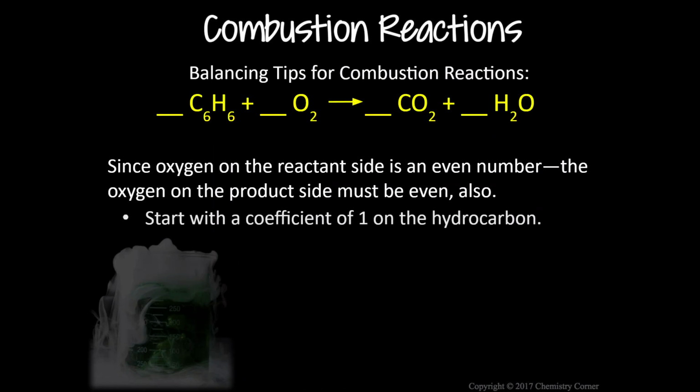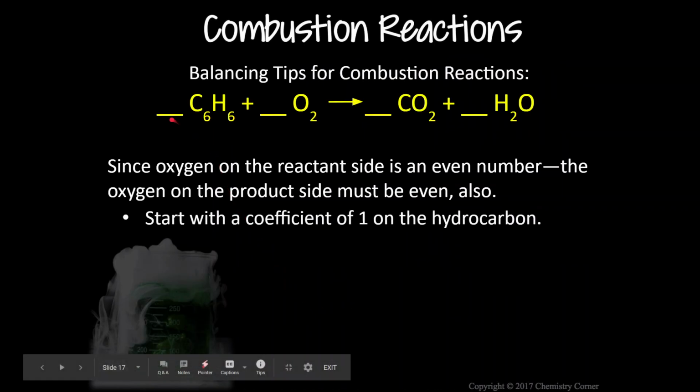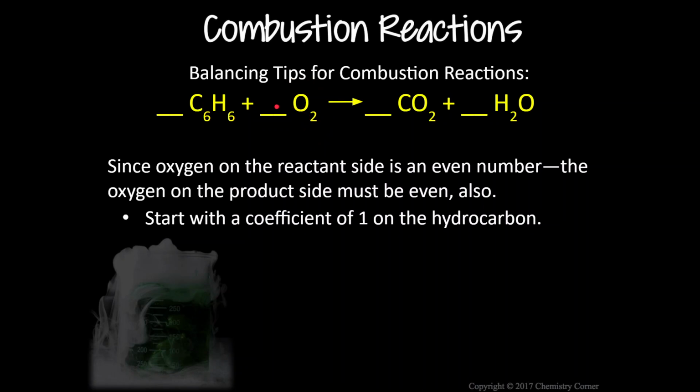All right, just a quick balancing tip. Always start with a 1 for the hydrocarbon. And since we have oxygen here with a 2, you know that this is going to have to take place in an even number, because we can't multiply that and get an odd number. So start with a 1 and then balance your carbons, and then see what that does to your hydrogens and your oxygens. In this case, putting a 1 there and putting a 1, that's going to make 6 carbons.